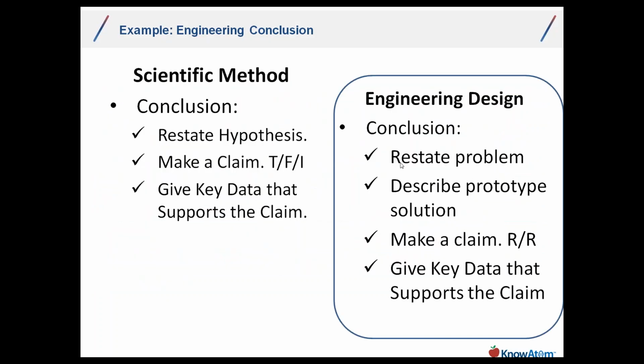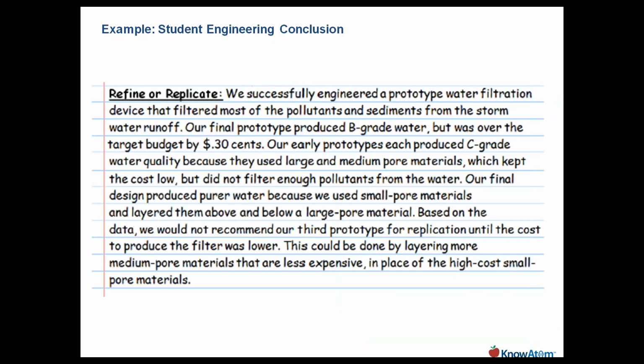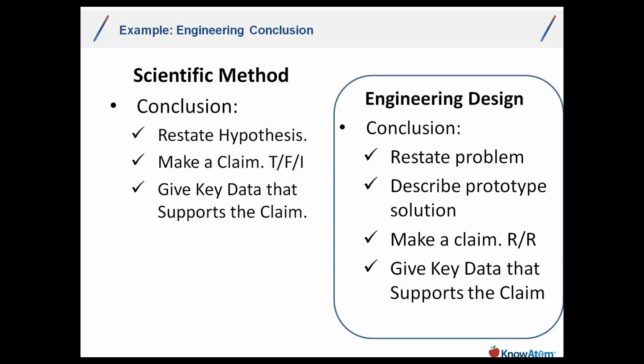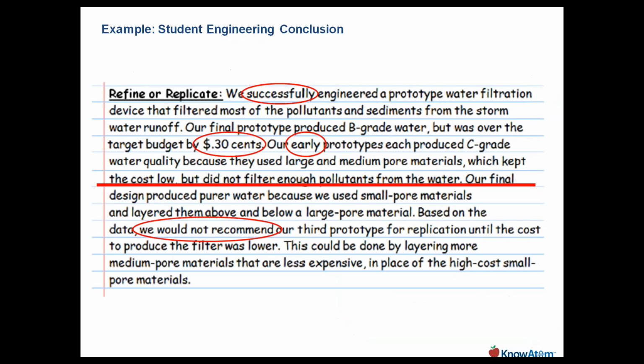So remember, we're looking for them to restate the problem, describe the prototype solution, make a claim, whether they would revise or replicate, and give key data that supports the claim. Now, restating the problem is a little bit of a gray area. Okay, it really helps to frame the conclusion in terms of argumentation and as a persuasive writing piece, which is something we always want to keep in mind. So I would have liked to see that student reframe the problem, or frame the problem by restating it in essence. But I don't like some of the things about this conclusion.